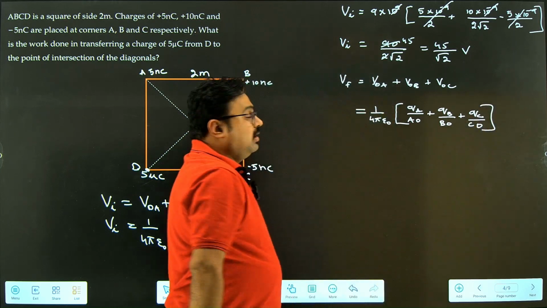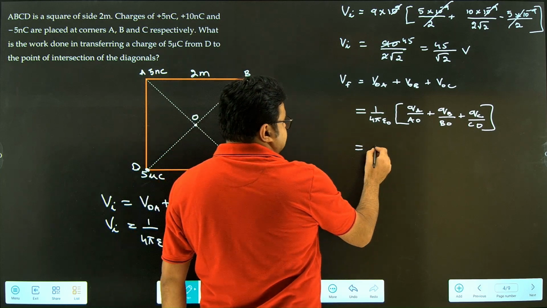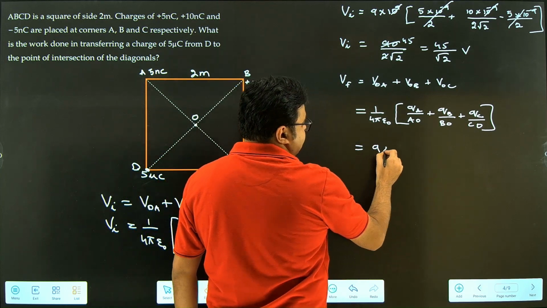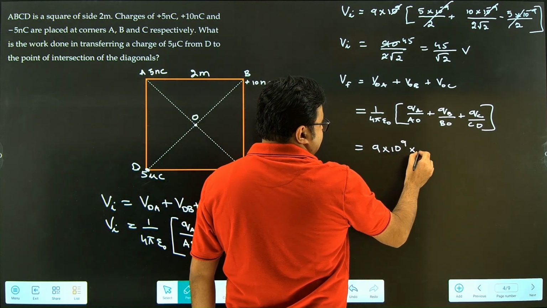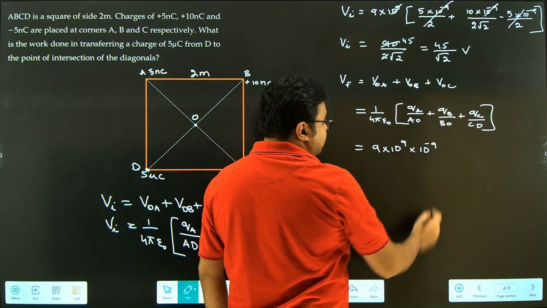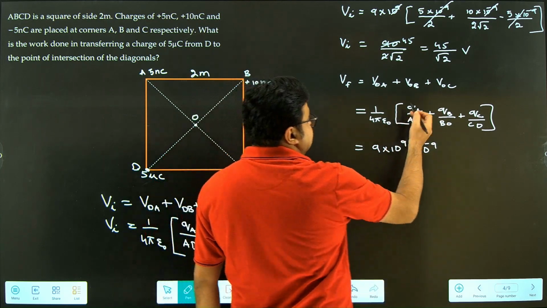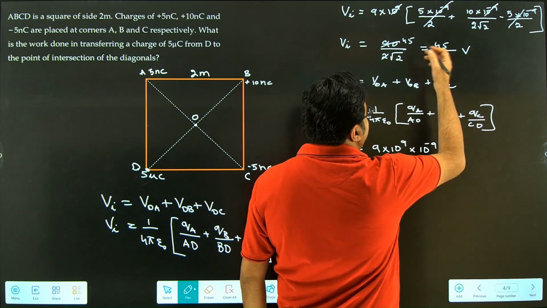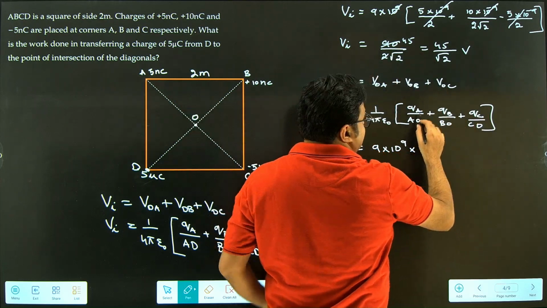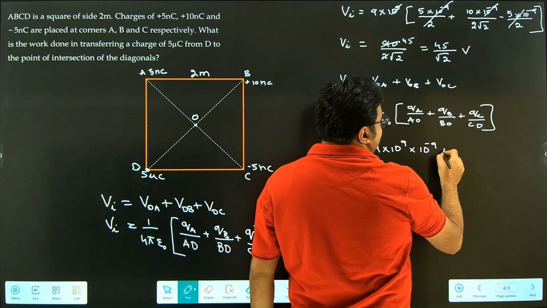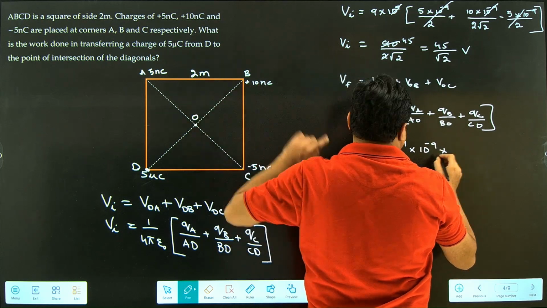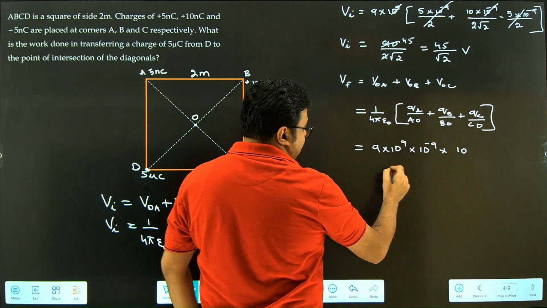That's all you have. Now, simplify this and you have 9 into 10 to the power of 9 multiplied by 10 to the power of minus 9, which has been pulled out as a common factor. This is plus 5 and that's minus 5, just like in this case. QA and QC will get cancelled, multiplied by QB, QB is 10 nano, which has been written already.